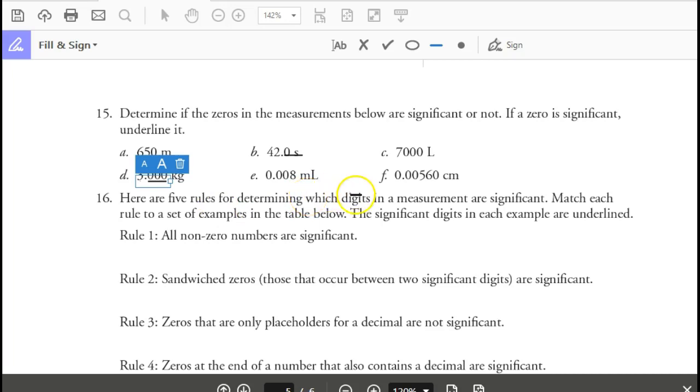For this one, if it's at the beginning of a number, remember the 0 has to be to the right of the decimal point in order for it to be significant. So for this one, there'd be no significant figures. There'd be one significant figure, and it would be the 8, but these zeros, none of them would count. For this one, only this 0 would count because it's to the right of the decimal point. It's at the end of the number. So anything before the first significant figure isn't going to count. So this one would have 3 significant figures.